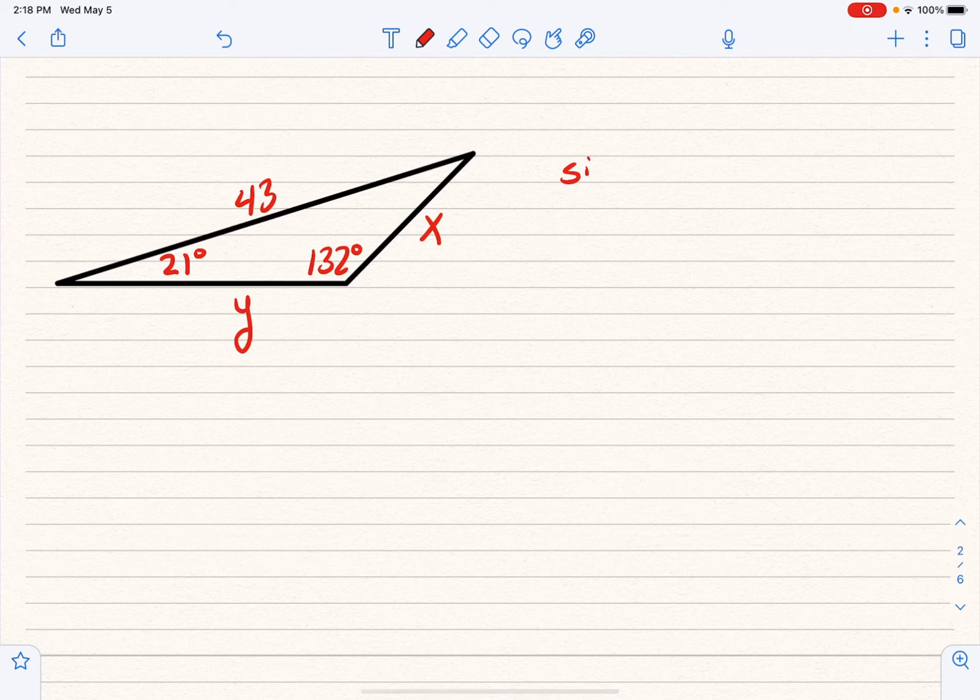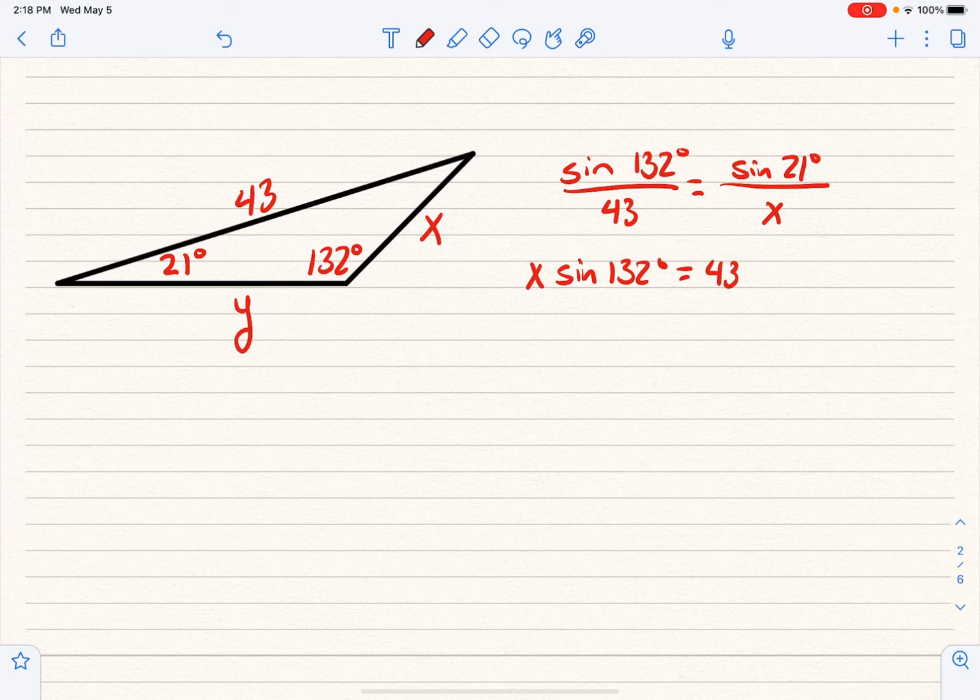This is really simple. I say the sine of 132 is to 43. That's the one set that I have. I have 132 degrees, and the side opposite of that is 43, is equal to the sine of 21 degrees is to x. Cross multiply, you get that x times the sine of 132 is equal to 43 times the sine of 21 degrees.